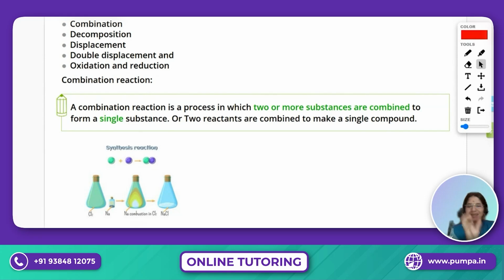Combination, combining. Combination is a process where 2 or more compounds or substances are being combined and they are forming a single substance. We call them a combination reaction. The key term for defining a combination reaction is that 2 or more substances combine to form a single substance. Got it everyone?